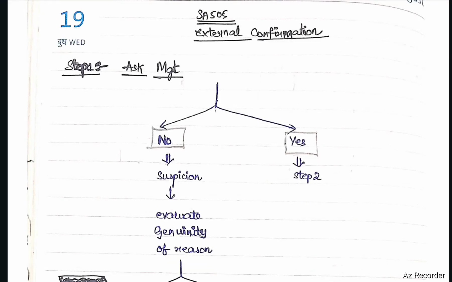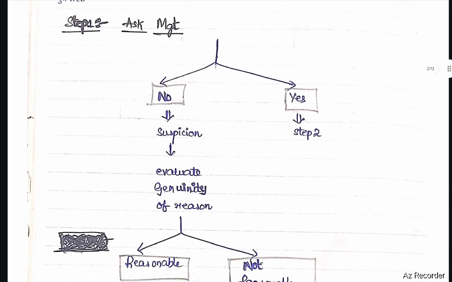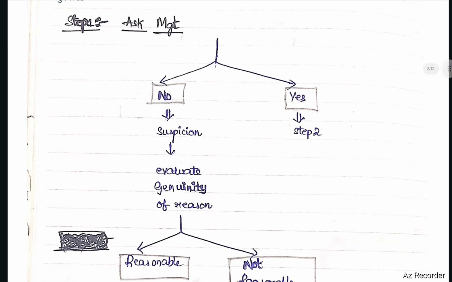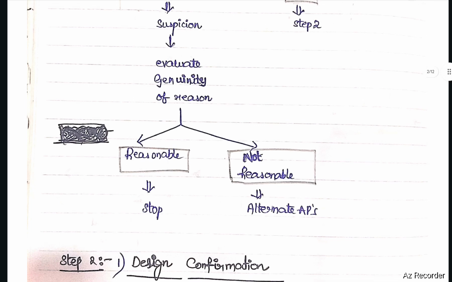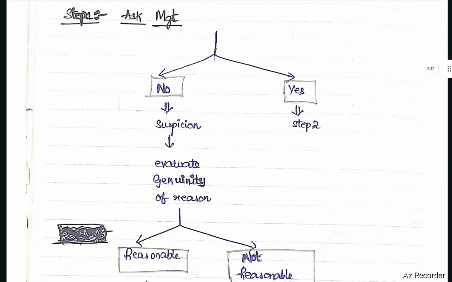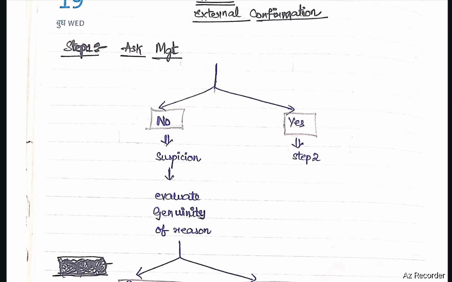There are three steps which an auditor needs to perform as per SA 505. First step, ask management. If management does not respond, then there will be a suspicion. In such a case, evaluate the genuineness of the reason. If the reason is reasonable, stop the audit procedures. If the reason is not reasonable, then perform alternate audit procedures. If the management has responded, go to step 2.